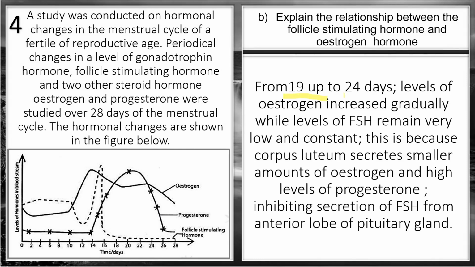From the 19th day to the 24th day, the level of estrogen increases gradually. That is from the 19th to the 24th. The level of estrogen increases gradually, while the level of follicle stimulating hormone remains low and constant. This is because the corpus luteum secretes a smaller amount of estrogen and a higher level of progesterone, inhibiting the secretion of follicle stimulating hormone from the anterior lobe of the pituitary gland.